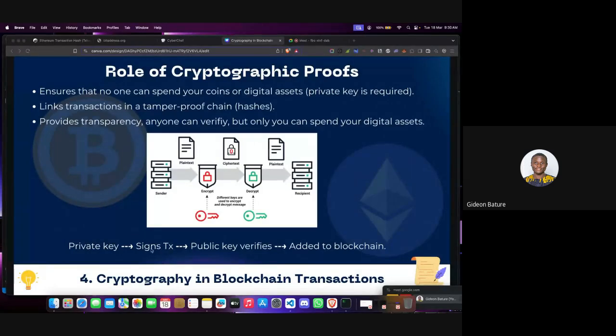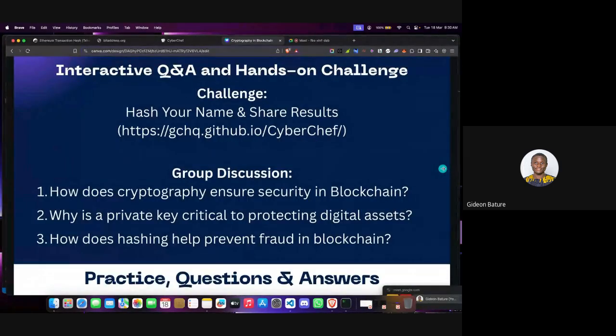You take your private key and sign your transaction, of course after you must have hashed the transaction using your hash function. Then you attach your public key to it and send it to the blockchain. When they verify your public key, they will add it to the blockchain. Yes. So any question?